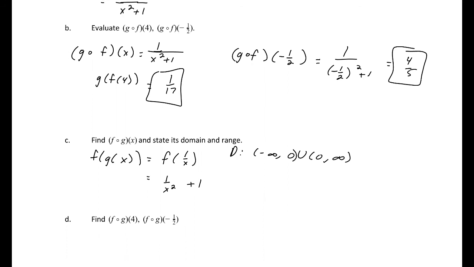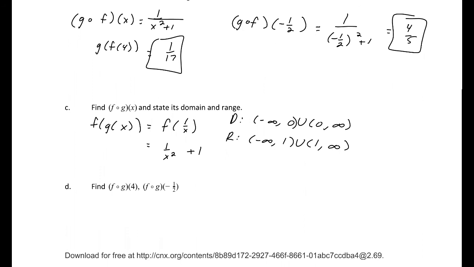Now the range, this is going to have a horizontal asymptote at 1 actually. The first part has a horizontal asymptote at 0, so we cannot get a range value of 1. All right, now we're going to evaluate that function at 4 and negative 1/2. If we evaluate that at 4, okay, f of g of 4, that would be 1 over 4 squared plus 1, 1/16, so that is 17/16.